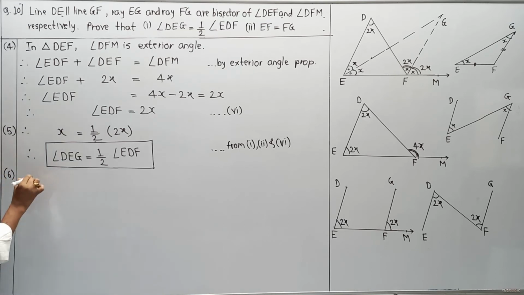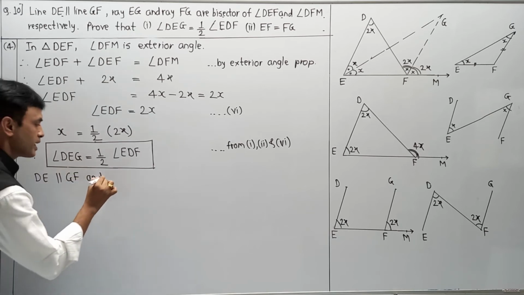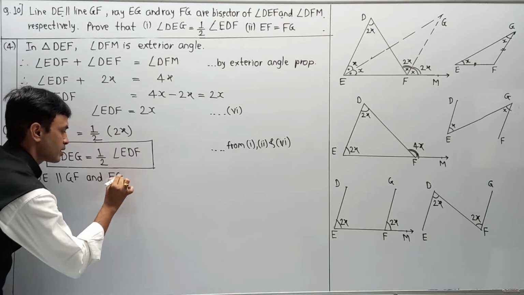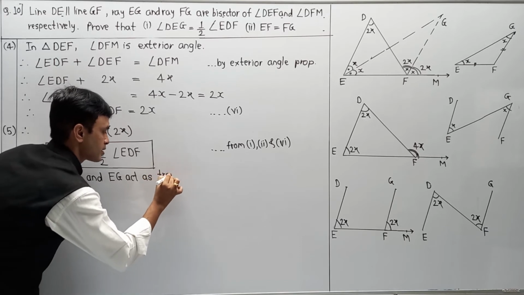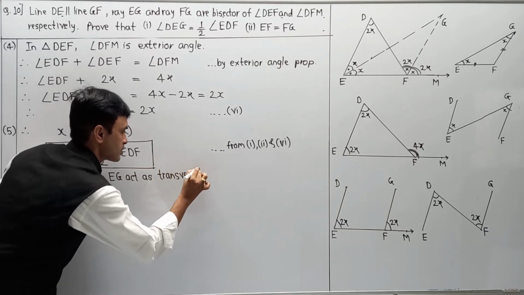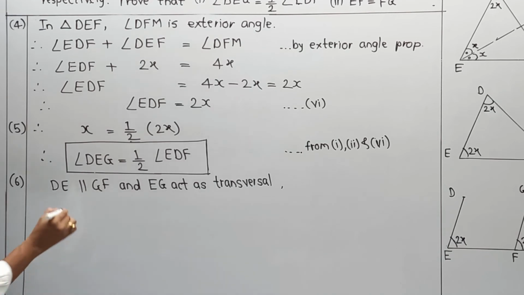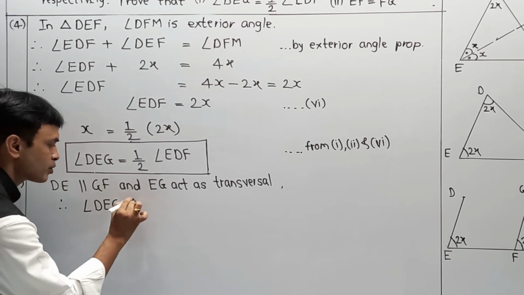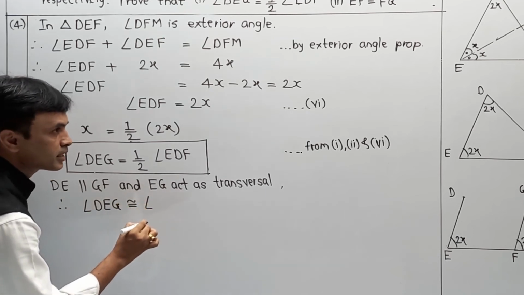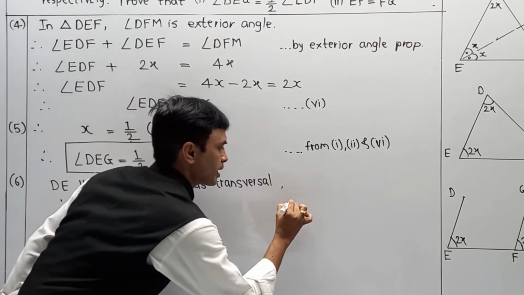DE is parallel to GF, and EG acts as a transversal. Therefore, angle DEG is congruent to angle EGF, and the reason becomes alternate angles.